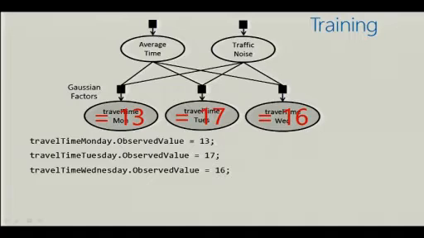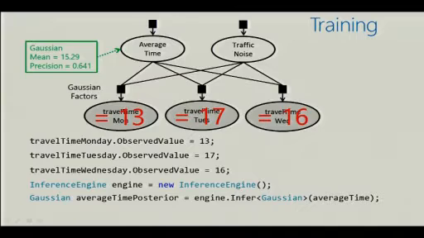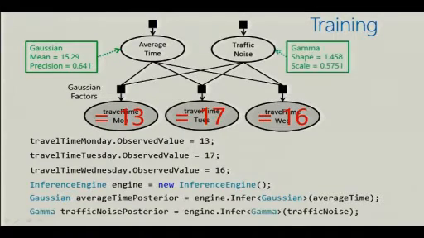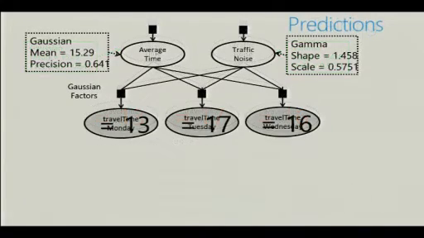And then what we do in Infer.NET is create a new inference engine. And then we call infer on it, and we want, based on those observations, to infer the average time distribution. And so the 5th line of code there at the bottom says that we computed the distribution for average time. And if you look at the top left in the green, it says that the average time has a mean of 15.29 and precision of 0.641. Similarly, we can infer the traffic noise distribution as well. And so now we have a more complete model, so we can start making some predictions.